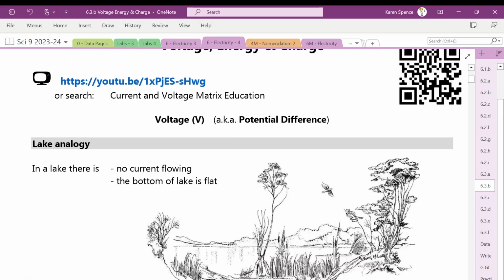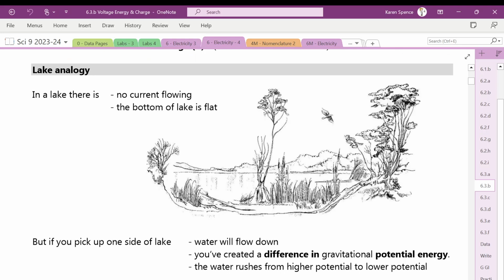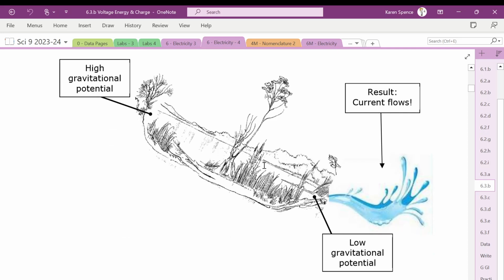Okay, here we go. So just to summarize the video, remember, if the bottom of the lake is flat, how much flow is there in the lake? The same. Is there any flow of water? No, because there's no potential difference. But if we were to pick up one side of the lake, the side that is higher up would have a high gravitational potential. And the side that was lower down would have a low gravitational potential.